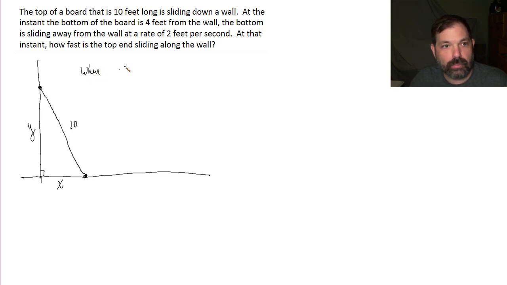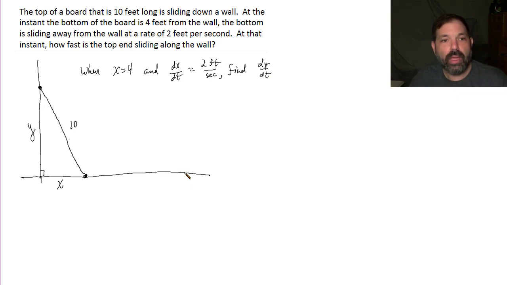So let's see, at the instant the bottom of the board is 4 feet from the wall, when x is equal to 4, and dx/dt is 2 feet per second, how fast is the top end sliding along the wall? Find dy/dt. So using the notation that I've built into this problem and the diagram, that's what we're looking for. When x is 4 and dx/dt is 2 feet per second, find dy/dt.